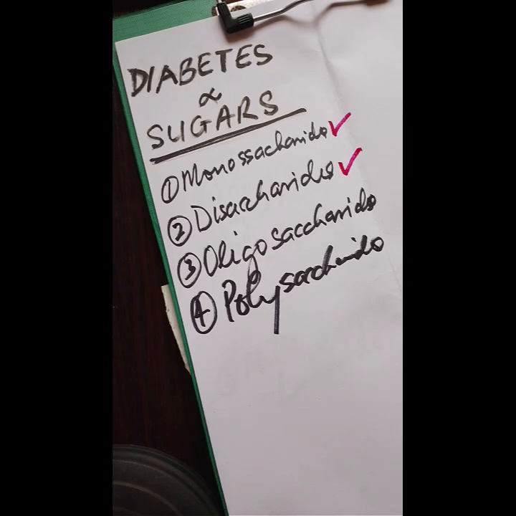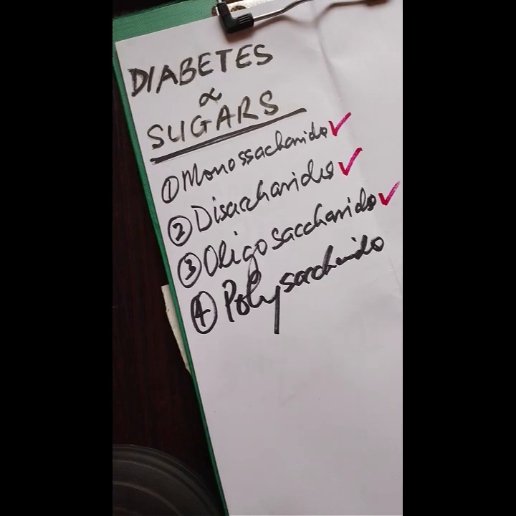Then the next class is oligosaccharides. These have between 3 to 10 monosaccharides in one molecule of oligosaccharide. And they are broken down to glucose and utilized in the body.